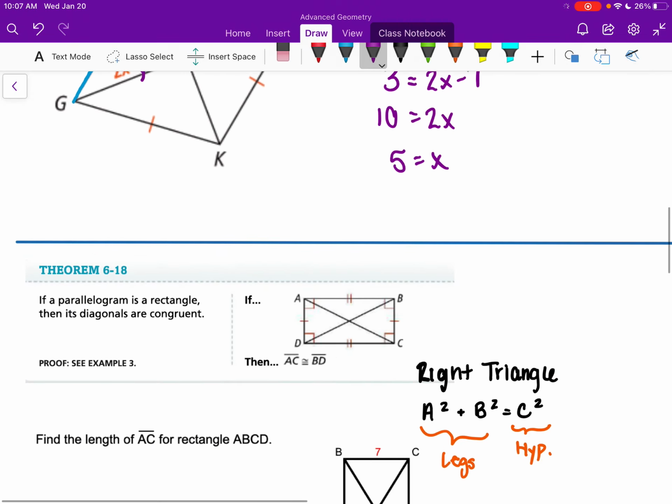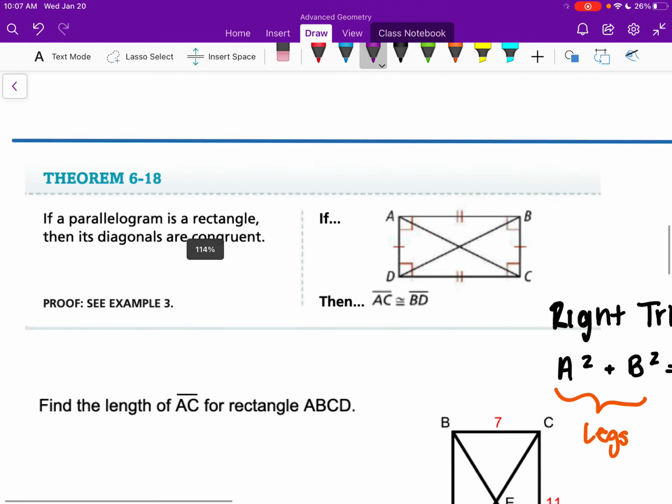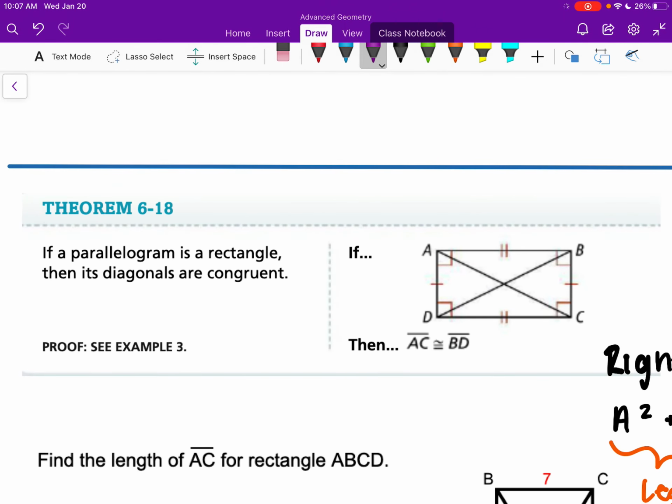Let's look at some things about rectangles. If we are a rectangle, we have two sets of congruent sides with four right angles, and the diagonals are congruent. Here they are not perpendicular, they're just congruent. So BD is congruent to AC.